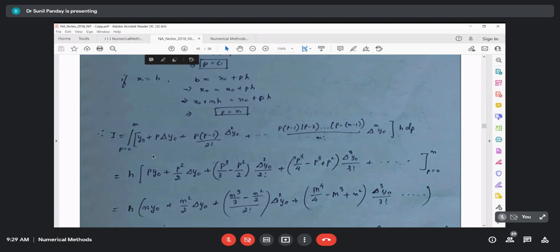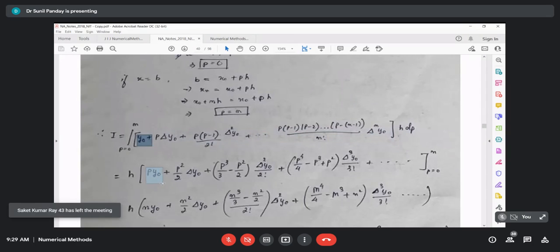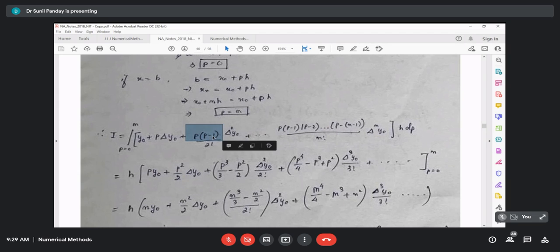If we integrate, we will get y naught p, because there is no p here. Here p square upon 2 delta y naught, and if you multiply this p inside, it is p square minus p, and integration of p square minus p is p cube upon 3 minus p square upon 2, and this 2 factorial and this delta 2 y naught we keep here. Similarly, the third term: when we multiply p into p minus 1 and p minus 2 and integrate with respect to p, we will get this one. So like this we are getting.